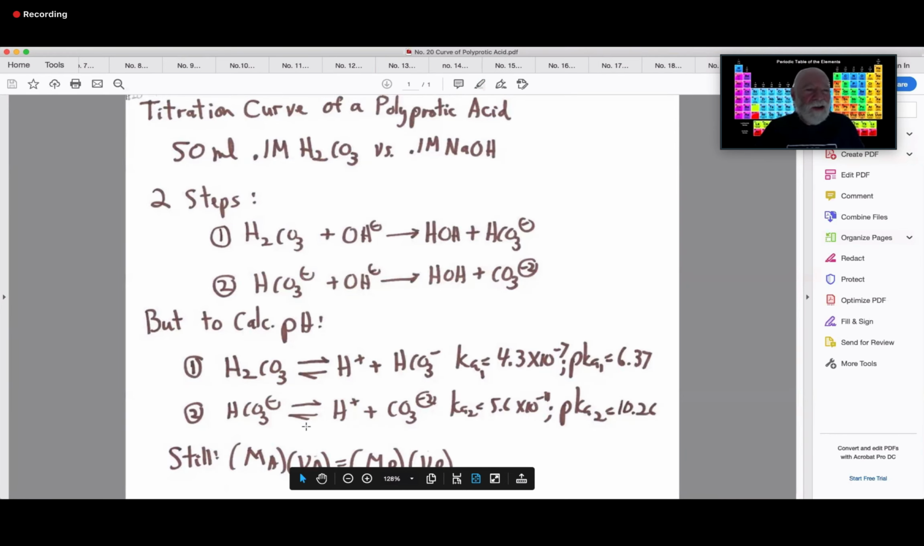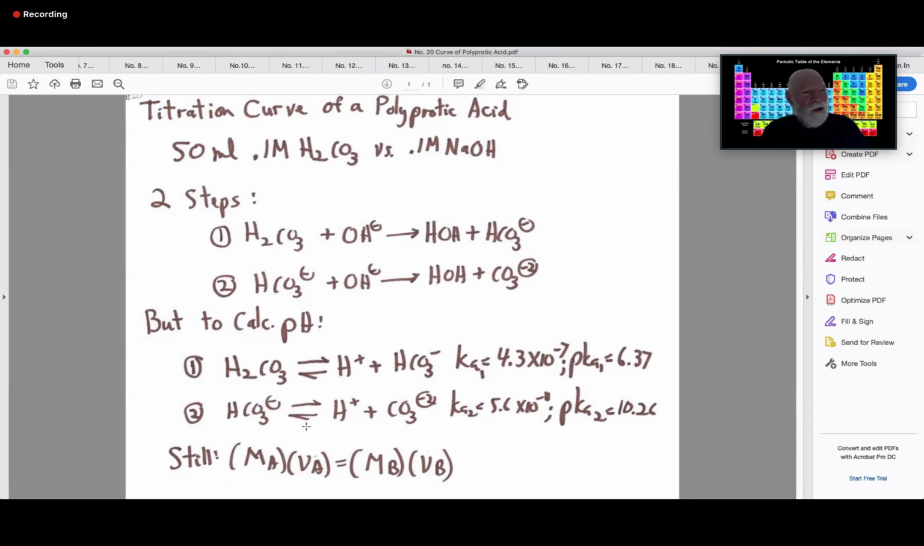Okay, our next topic is going to be the titration curve for a polyprotic acid. Now, you would think it'd be harder, wouldn't you? In reality, it actually turns out this one is slightly easier than the last one we did. To illustrate how we're going to do this, we're going to start off with 50 milliliters of 10th molar carbonic acid as a polyprotic acid versus 10th molar sodium hydroxide.